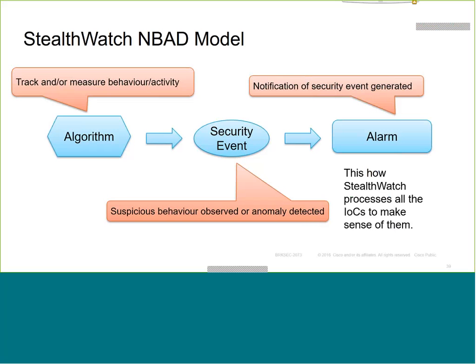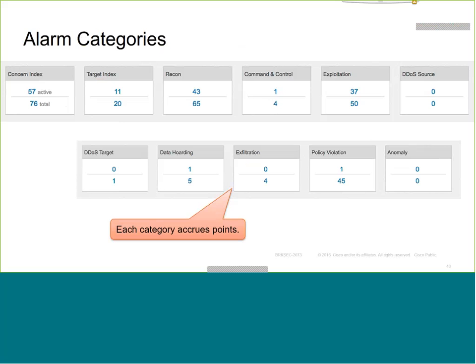Those alarms can come up either onto the alarm categories, which are high-level alarms, or you can use the built-in attributes of the StealthWatch system to forward these alarms as syslog messages, email, SNMP traps, or to run mitigation scripts if you wish. So each of those security events accrues in points and creates these alarm categories. And you can see what the total has been and what the current active alarms are.